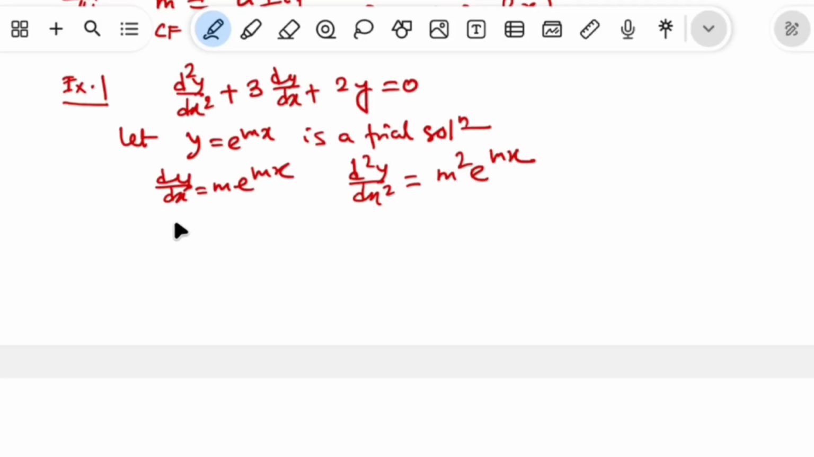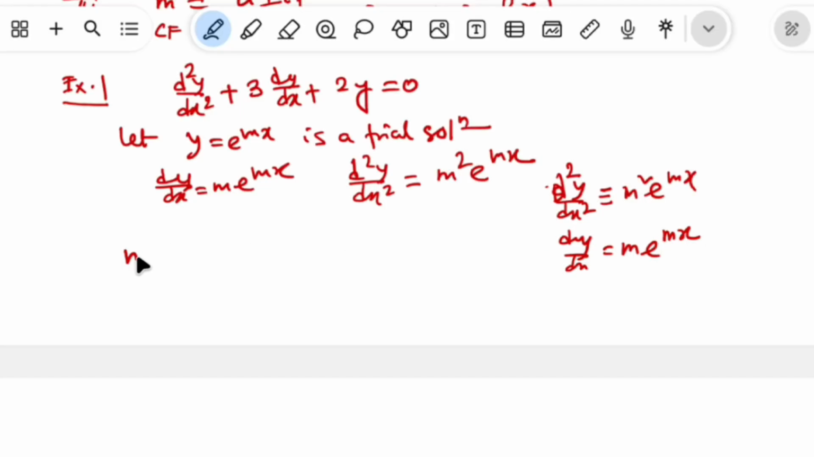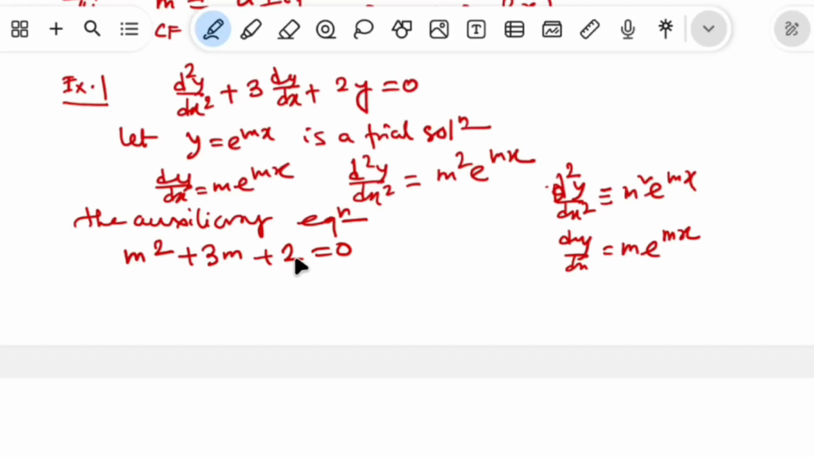So students, whenever you get d2y/dx2, in place of that you can directly put m^2 e^(mx), and in place of dy/dx just put m e^(mx) every time. So therefore I am getting the auxiliary equation as m^2 + 3m + 2 = 0.